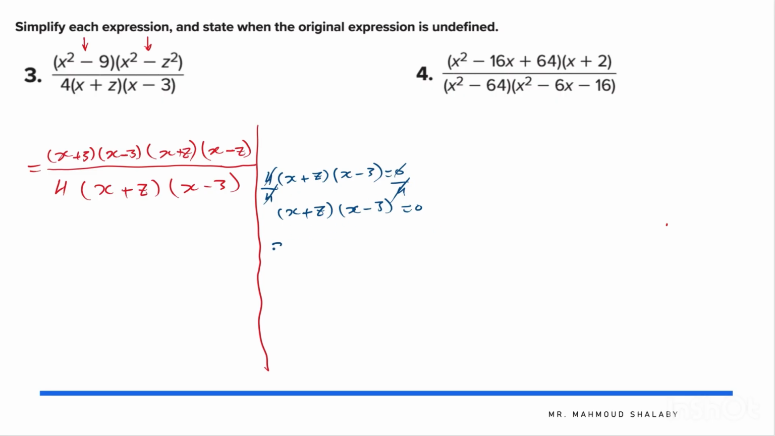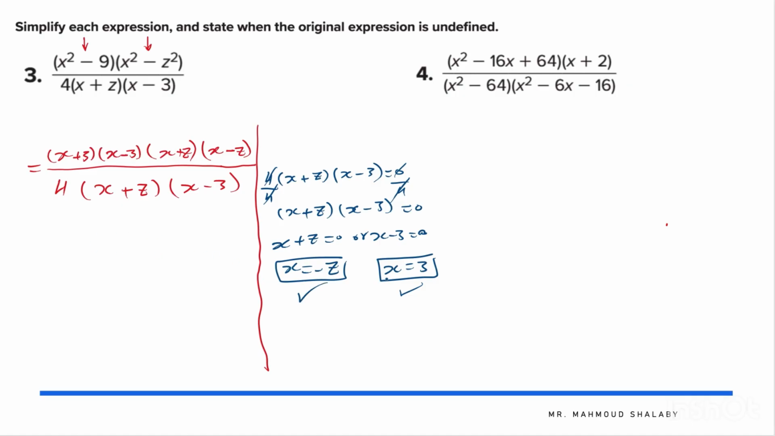Now we have two options, either x plus z equals 0 or x minus 3 equals 0. This will be x equals negative z, and this is the first answer, or x equals positive 3. This will be the second zero. So it could be undefined for both of these values. Someone will say, but we don't know the value of z. Of course we don't know the value of z, but whatever the value of z is, if x equals negative z, it will be a zero, so we can just leave it that way. Some people will think that a negative z is not considered a solution, and they will take this one only and say this is wrong. No, both are correct, guys.